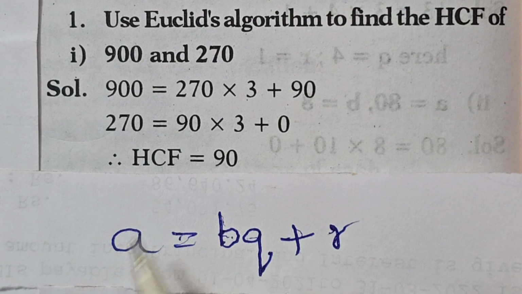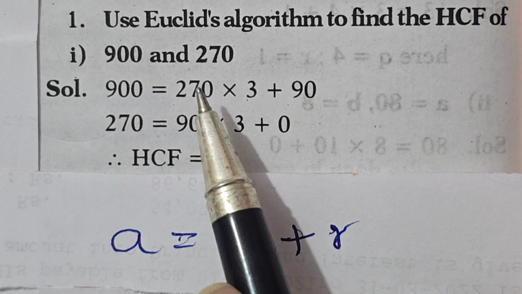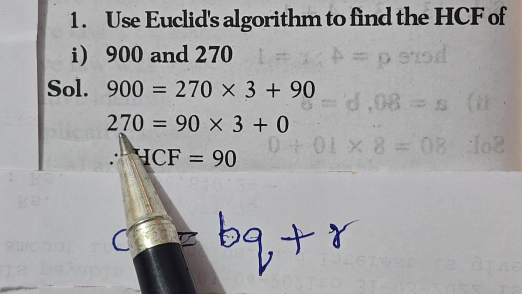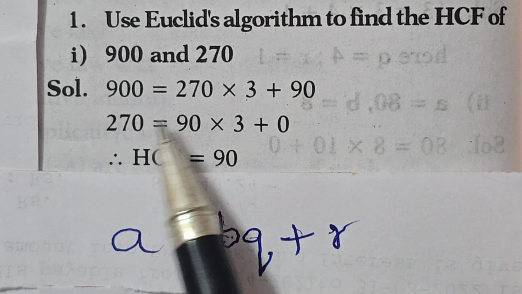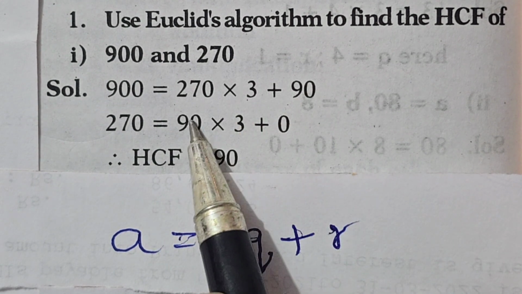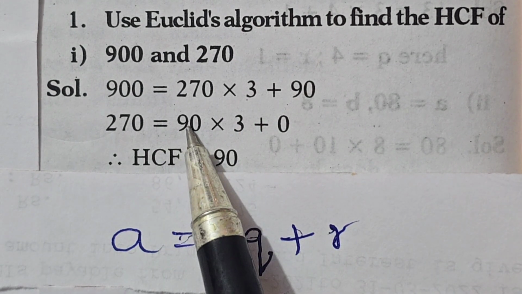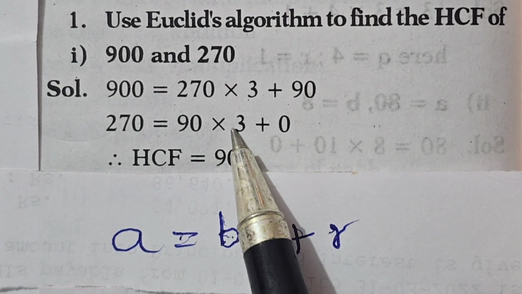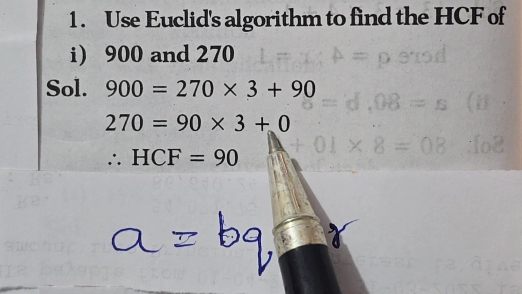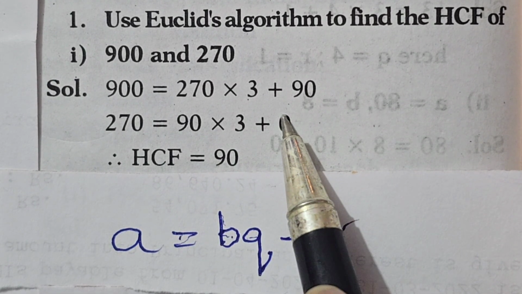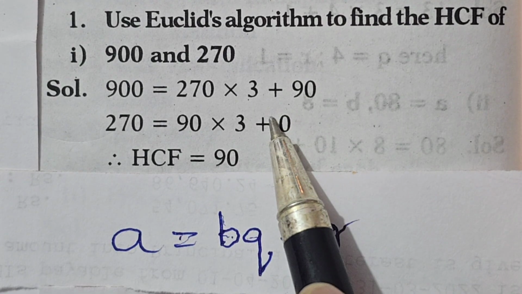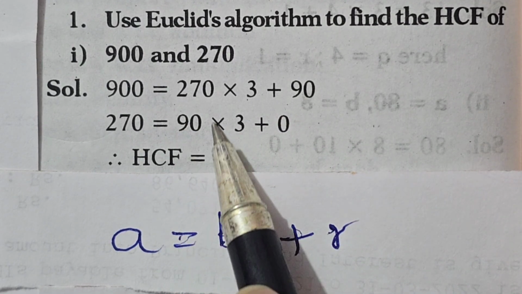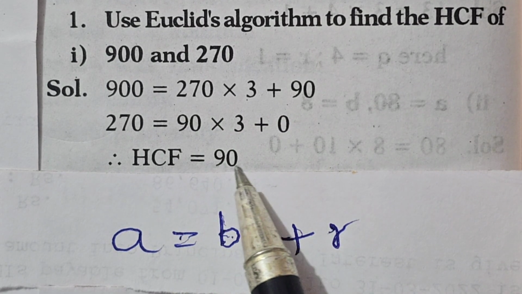Now the remainder is not 0. So again take 270 as a and the remainder 90 as b. So 270 is equal to 90 into 3, which is 270. There is no remainder, it equals 0. Now when the remainder is 0, this b value is called the highest common factor.